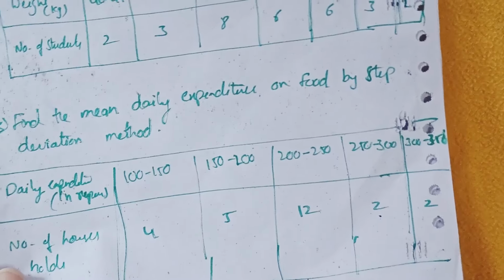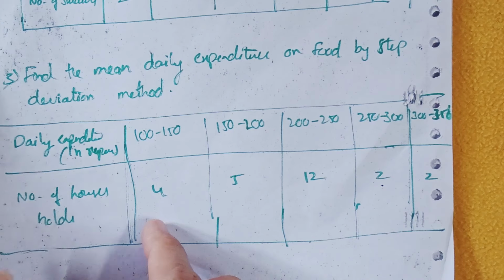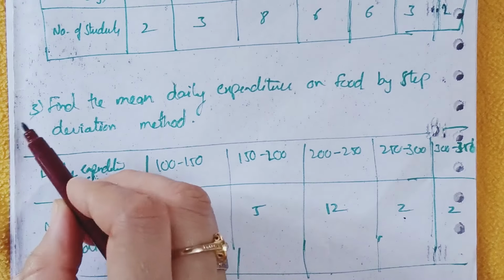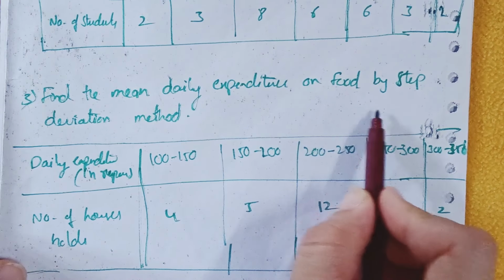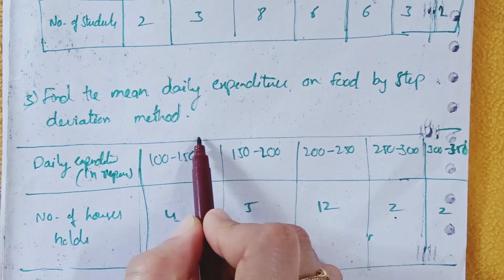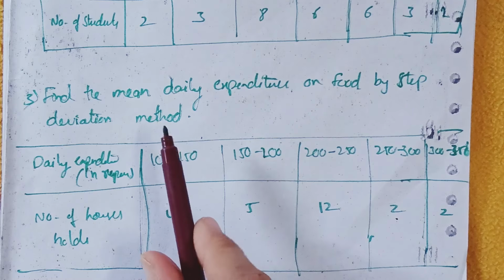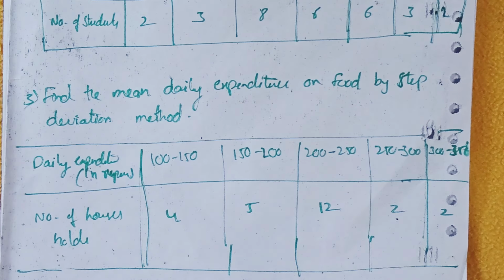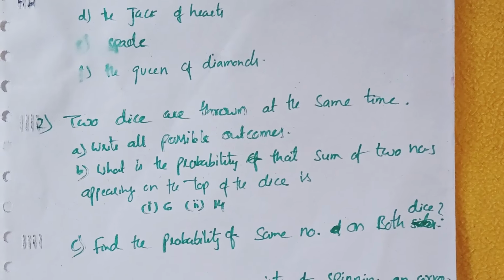Okay, let's move on to the third question. Only 3 questions are there from statistics. So the third question will be, find the mean daily expenditure on food by step deviation method. This is the table. You have to find the mean daily expenditure. Got it, guys? So these 3 are the questions from statistics.